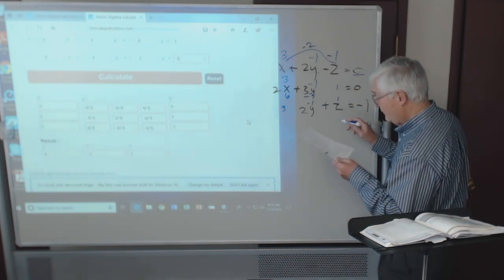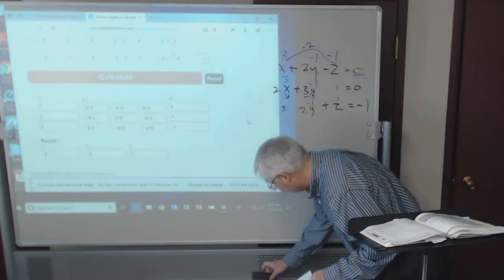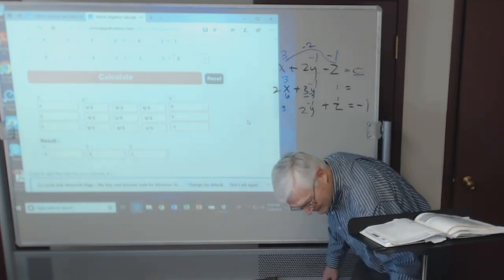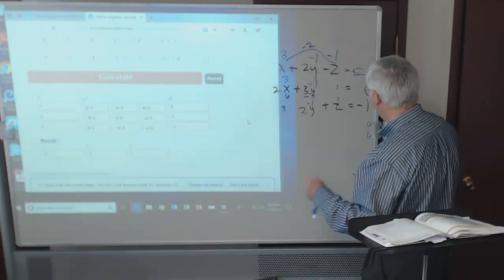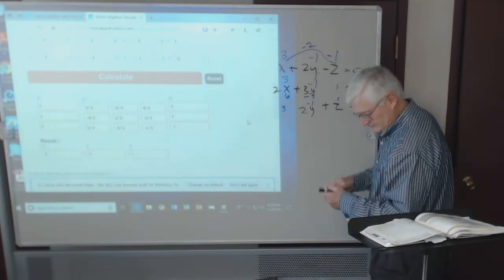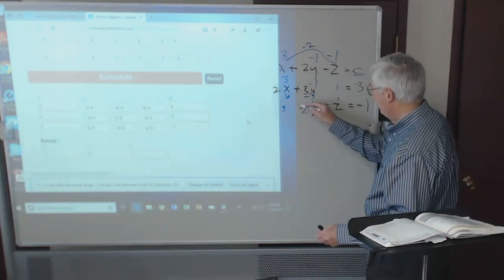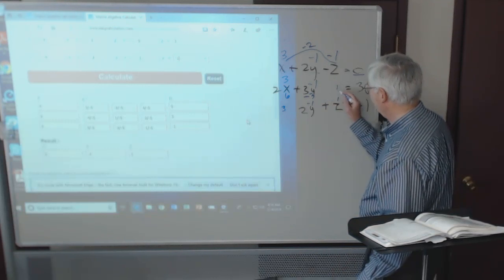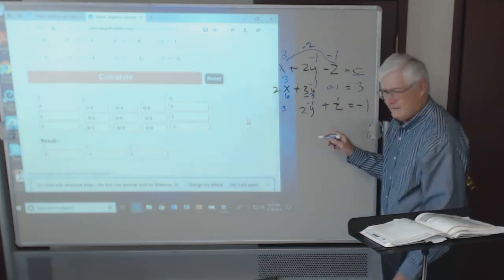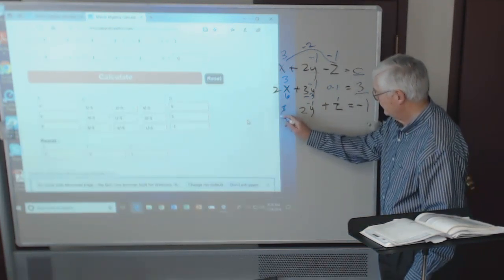Oh. 2x plus 3y equals, I copied it down wrong, didn't I? What goes here? 3. So 6 minus 3 is 3. And this was 0, right? So I get 3 for an answer. There's nothing here, so this 3 is gone.